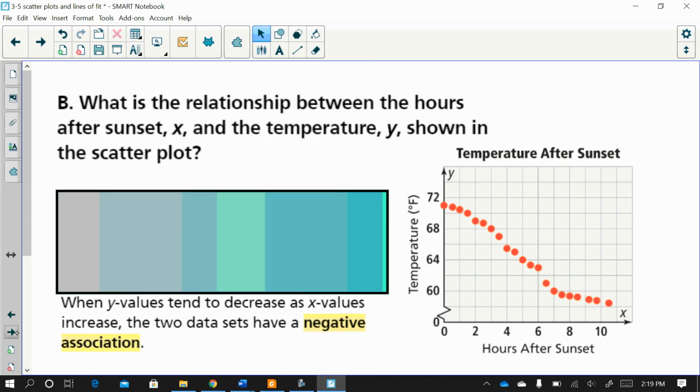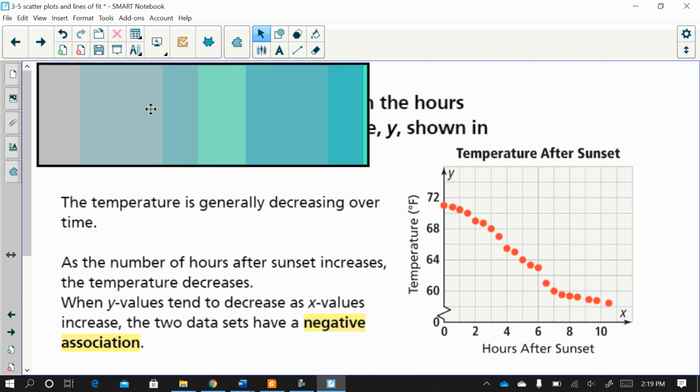Another example. Notice this time it's temperature after sunset. So what's the relationship between the hours after sunset, which is x, and the temperature y shown in the scatter plot? As our hours after sunset increases, our temperature is coming down. Temperature is generally decreasing over time. Again, as the number of hours after sunset increases, our temperature decreases. When y values tend to decrease as x values increase, we say that the two data sets have a negative association. Notice the line is going downhill, negative.